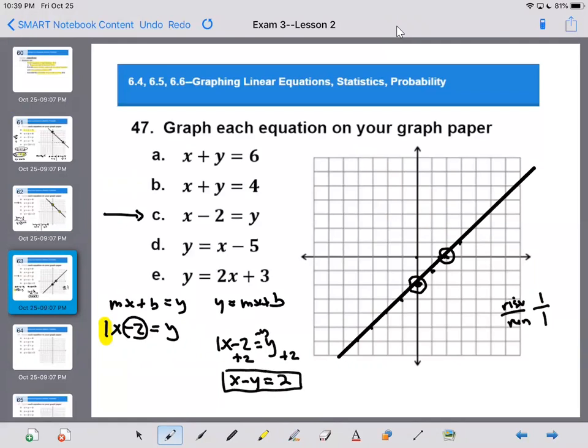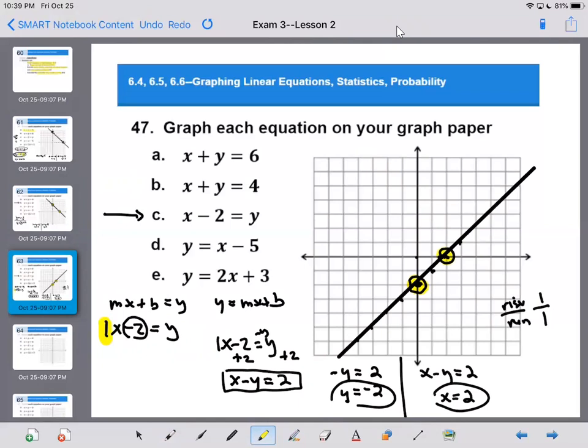So if I want to find my x-intercept, I substitute 0 for y, and I'm going to have x equal 2. And notice that's where it crossed on the x-axis. And if I substitute 0 for x, now I have negative y is equal to 2. So that means positive y is equal to negative 2, and that's what we had originally.